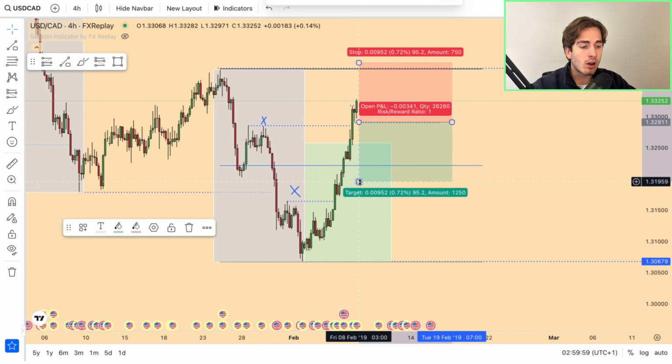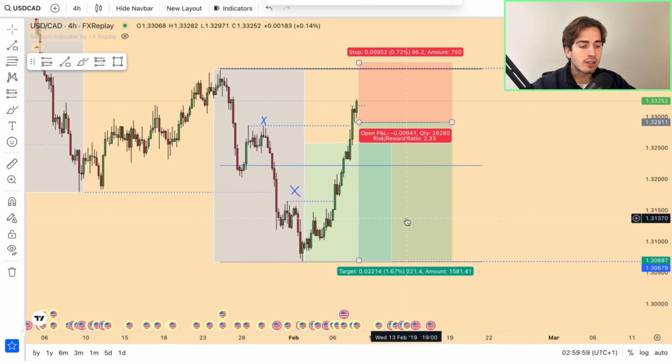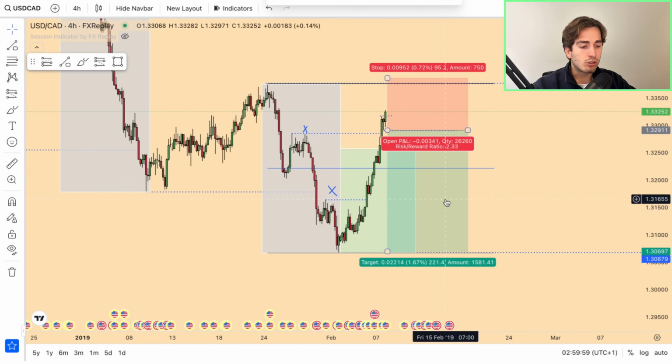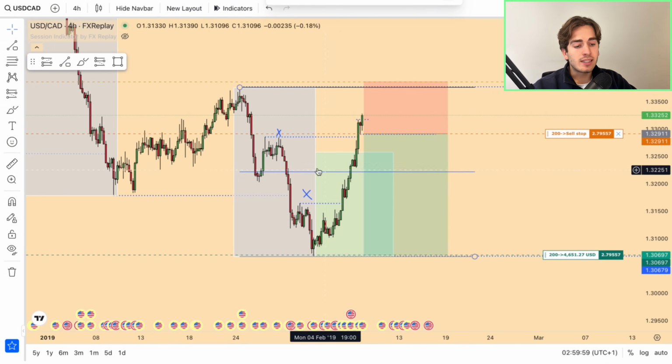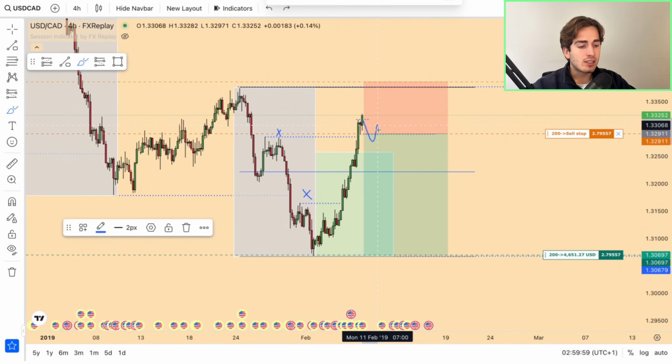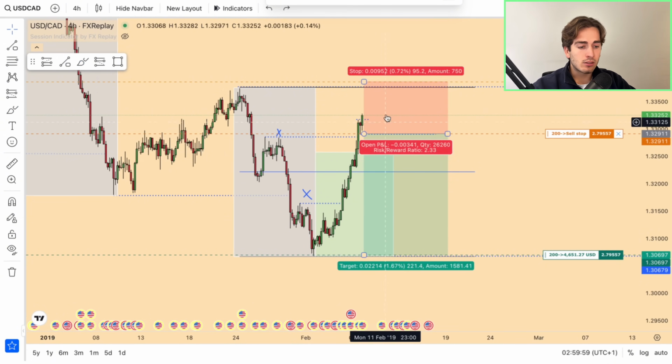above the overall 4 hour high, targeting a new lower low for at least a 1 to 2 risk to reward. So 1 to 2.33. Again, very happy with that overall risk to reward. Here I'll place a sell stop, and I'm happy to take a sell stop here because this is the final liquidity point. And I expect us, when it breaks this, to just rocket back in towards the downside.